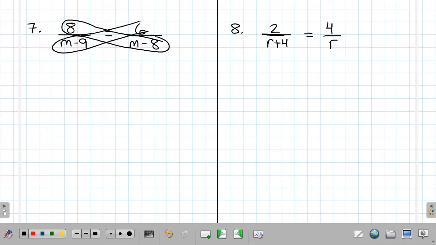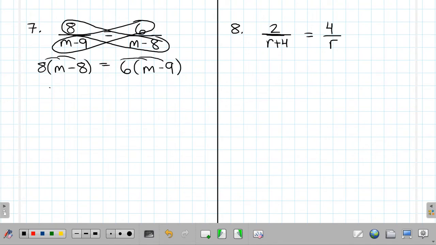Okay, so I'm going to do the 8 times m minus 8 first. That's going to be equal to 6 times m minus 9 in parentheses. So once again, big step here, don't forget the parentheses. Okay, once again, it's 8 times the whole thing, m minus 8. It's 6 times the whole thing, m minus 9. But those will be equal, so then we distribute.